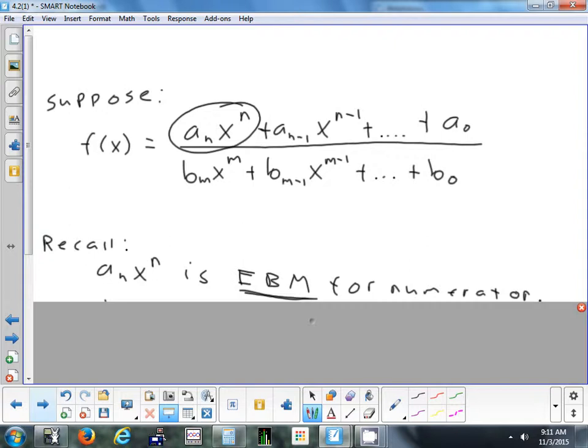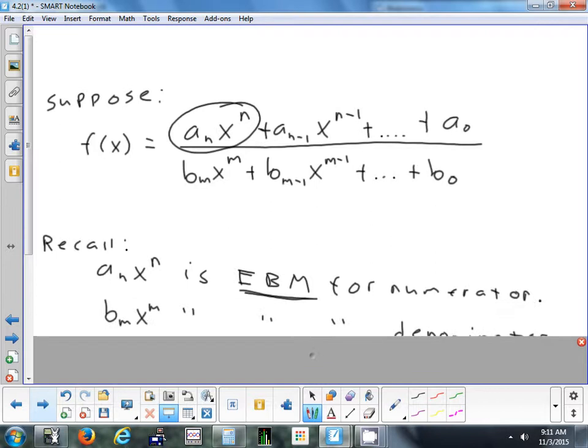Does anybody remember what that stands for? Did that back in chapter 3. Yeah, end behavior model. The highest degree term in the top, the term with the highest exponent, that's called the end behavior model. Well, in the bottom, we also have an end behavior model. That's the highest degree term in the bottom.